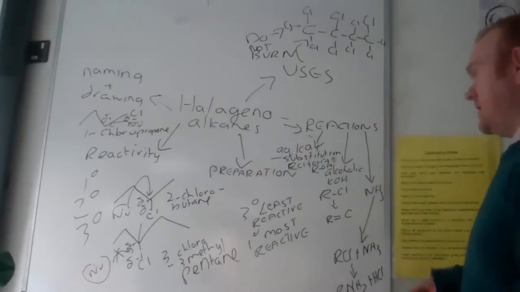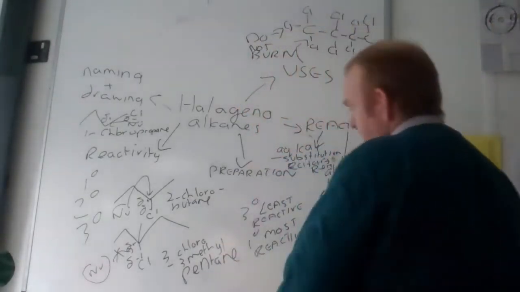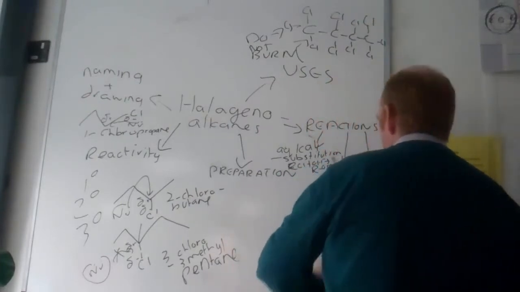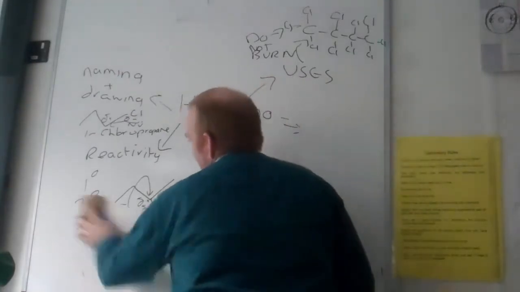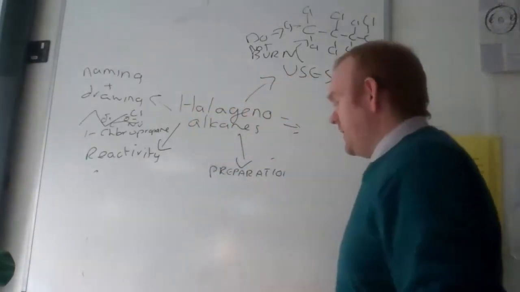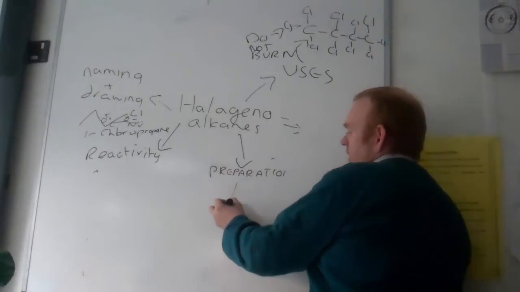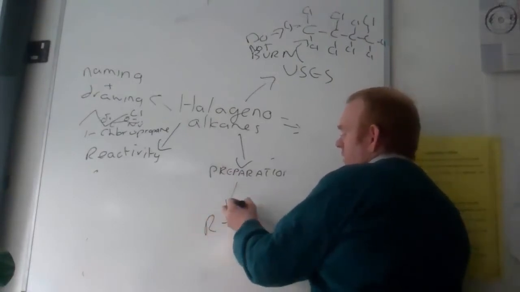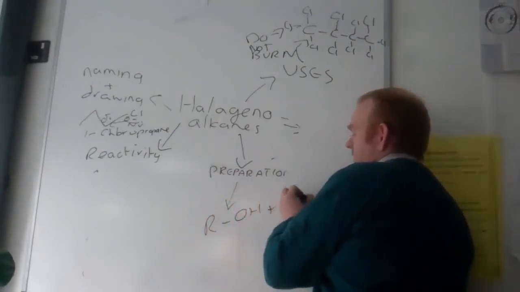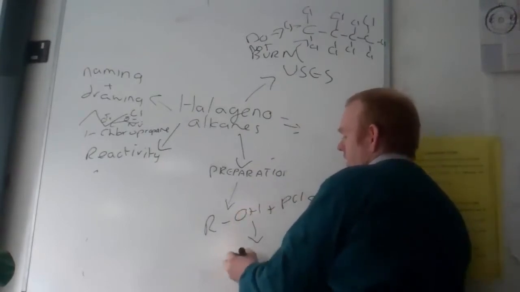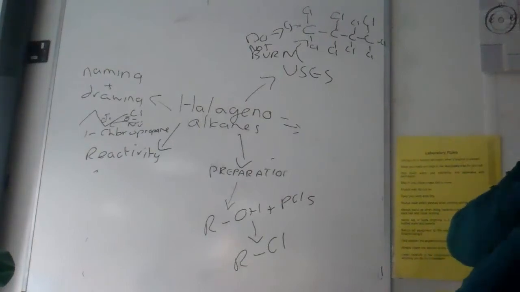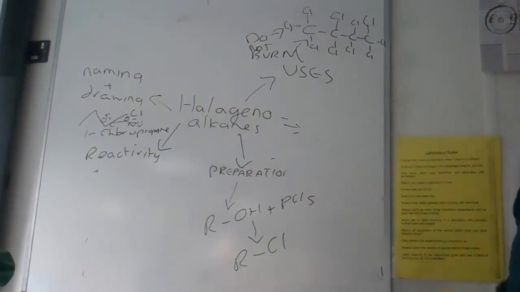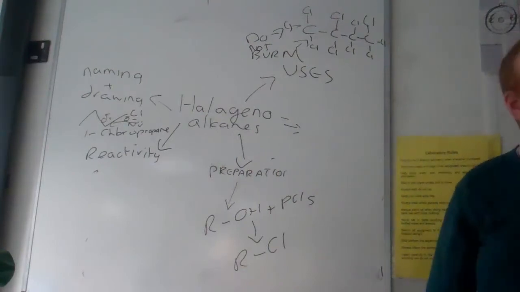Okay, and finally, we're looking at the preparation. So we looked at this already, and within the preparation, we could start off with an alcohol and add PCl5, and that's going to make my halogenoalkane. Okay, we can also use metal halides, except when you're trying to make brominated compounds and iodo compounds.